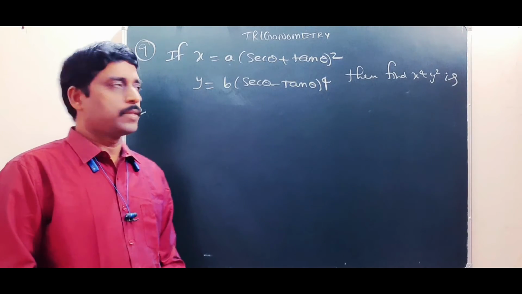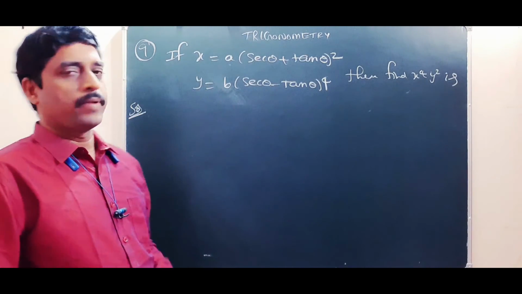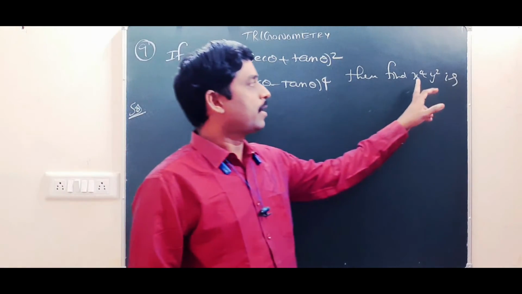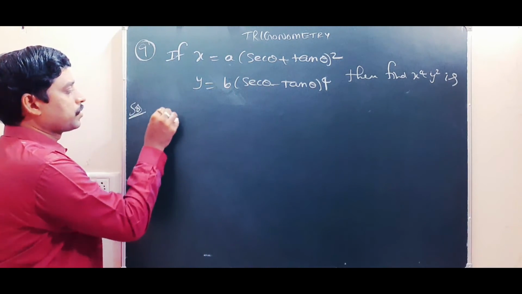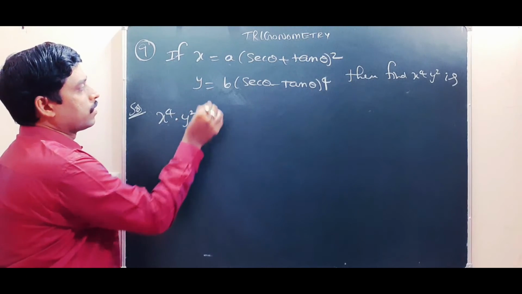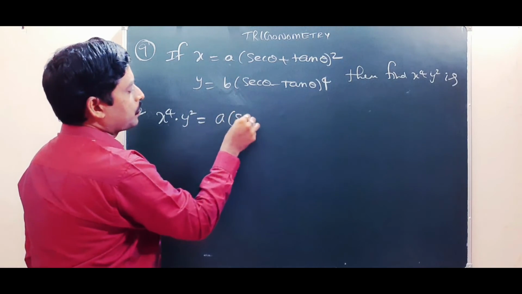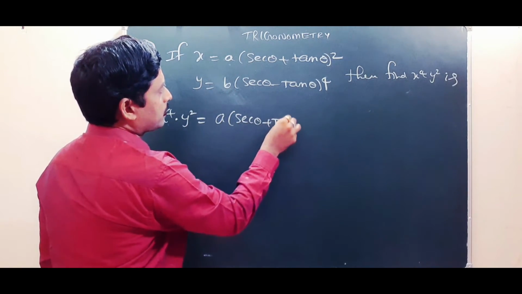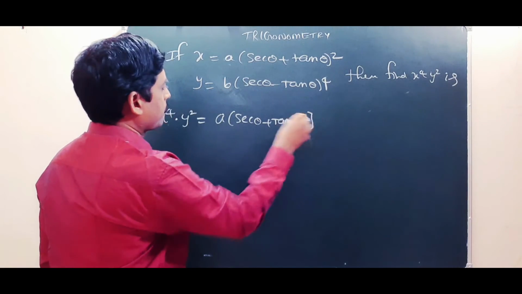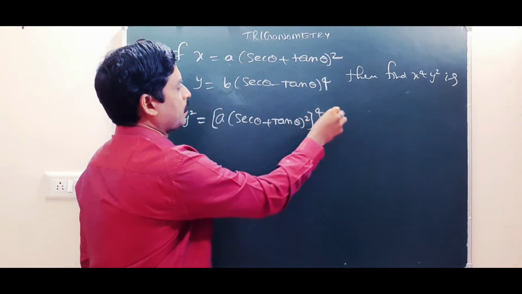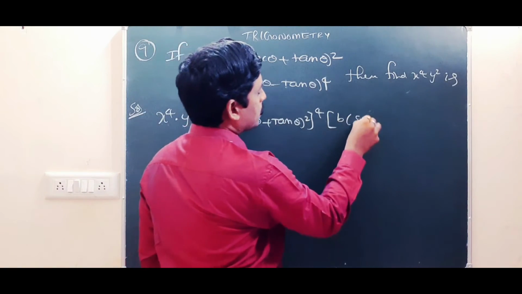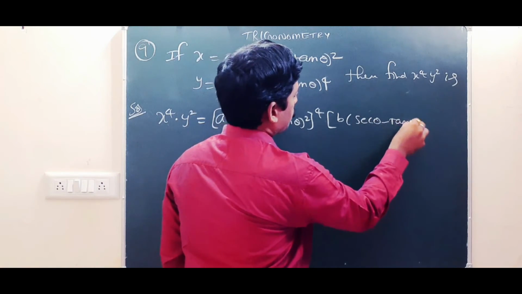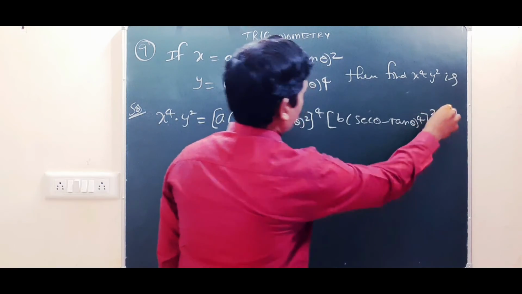Okay, moving to the next question. So x and y values are given. Then we have to find x to the power 4 into y square. Okay. So our target is x to the power 4 into y square, where x value is a into (secant theta plus tan theta) whole square power 4 into, so what is the y value? B times (secant theta minus tan theta) power 4, whole square.